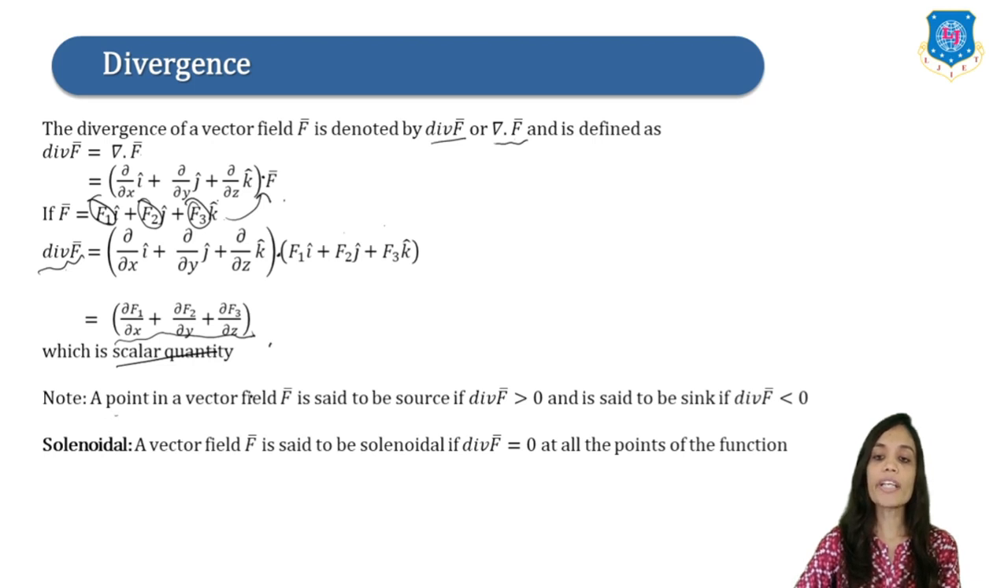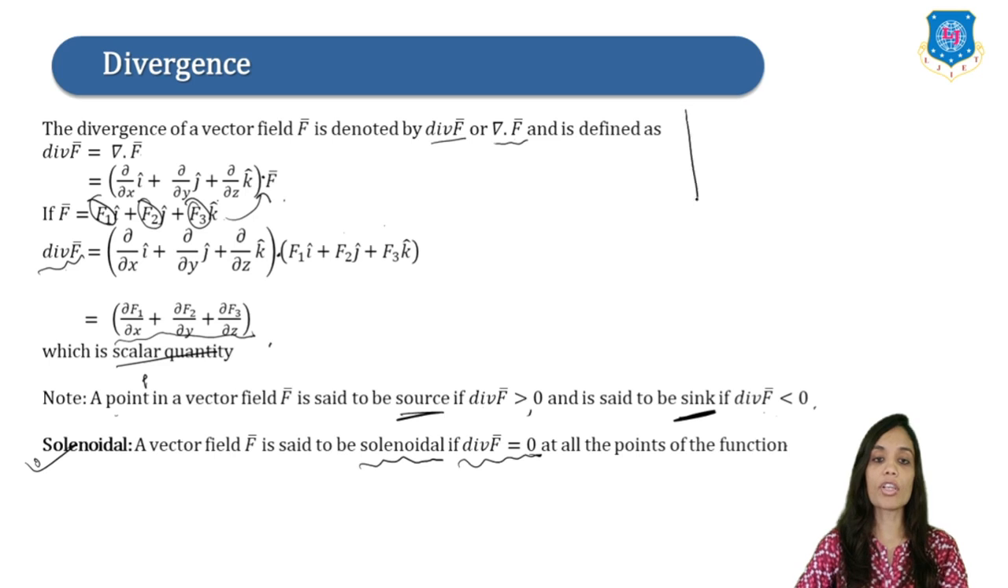Now, a point in a vector field f bar. If you consider a point P in a vector field f bar, it is known as a source if divergence of f bar is greater than 0, and it is known as a sink if divergence of f bar is less than 0. Now, if divergence of f bar is equal to 0 at all the points of the function, then our vector field f bar is known as what? Solenoidal. Most important definition, right?